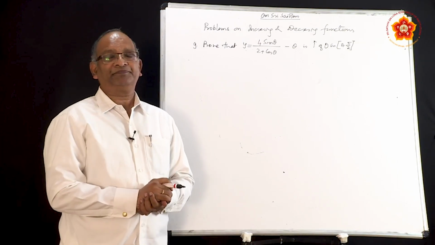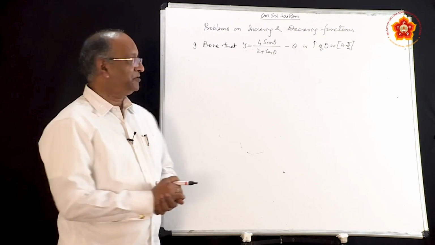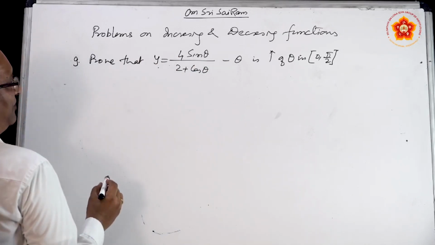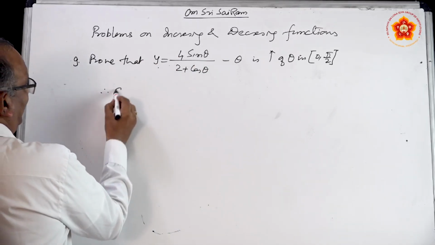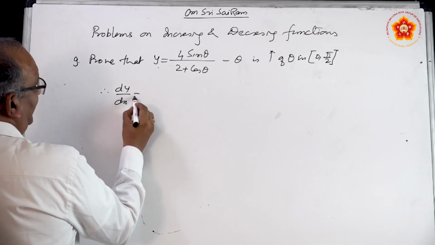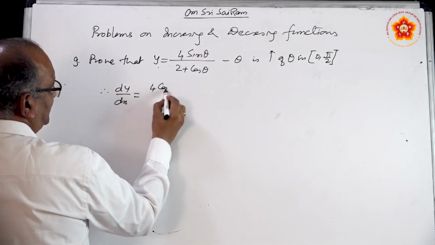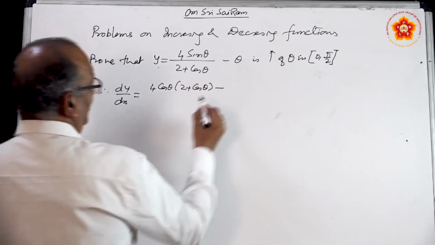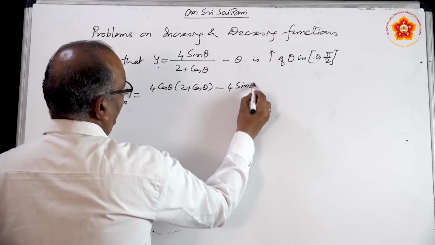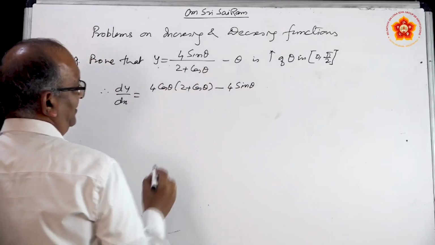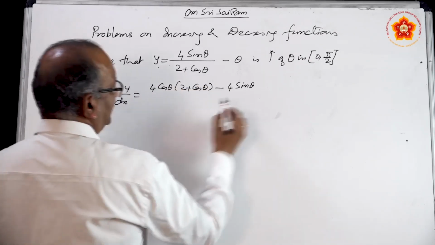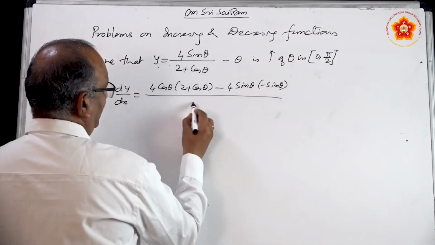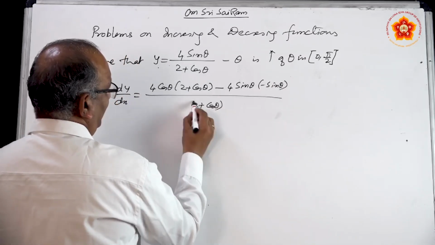How do we solve? We find the derivative. So, find out the derivative. Remember, this is u by v. So, you have to use that formula of u by v. We will get dy by dx equal to derivative of numerator 4 cos theta into denominator, minus numerator, that is 4 sin theta, derivative of denominator, derivative of 2 is 0, derivative of cos theta is minus sin theta, divided by 2 plus cos theta whole square.